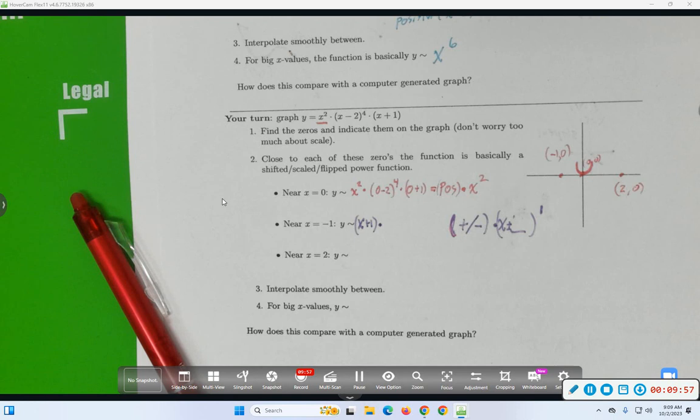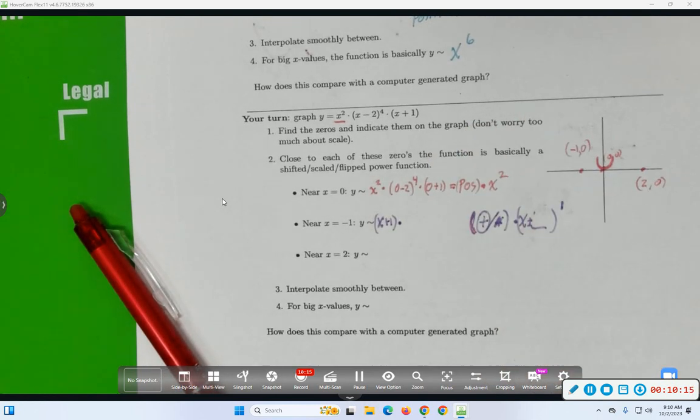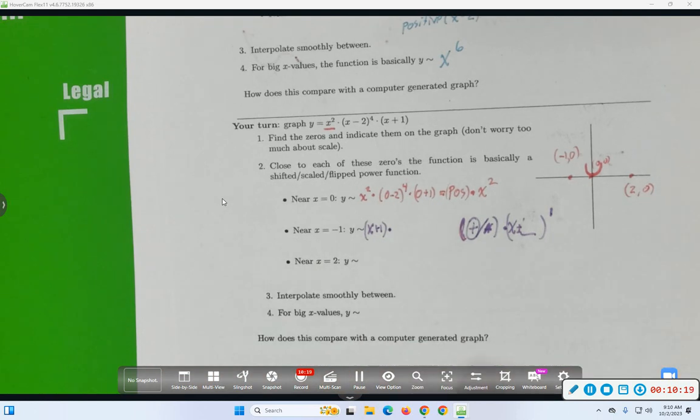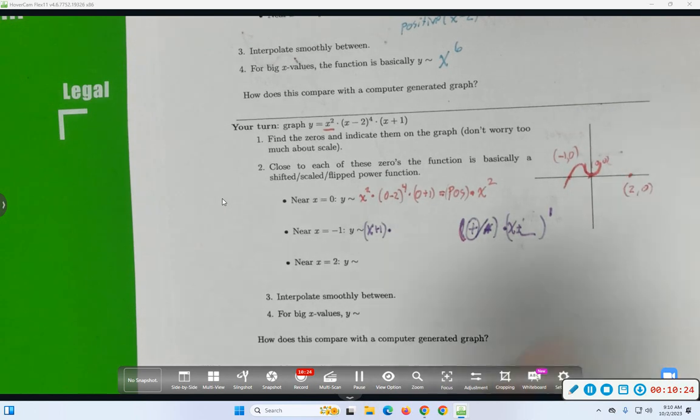So plug in -1 for all of the remaining x's. Tell me what you get. Are you on call for positive? People agree? Excellent. And maybe you could compute what that positive number is, but I don't think I care. So that means close to x equals -1, I should see a line with positive slope. So it'll crash right through the x-axis there. And then I'll just interpolate it.